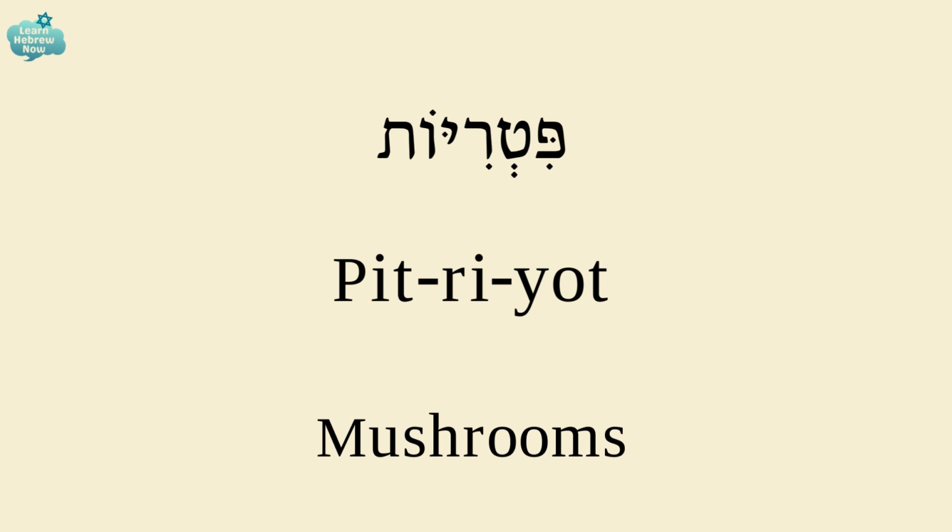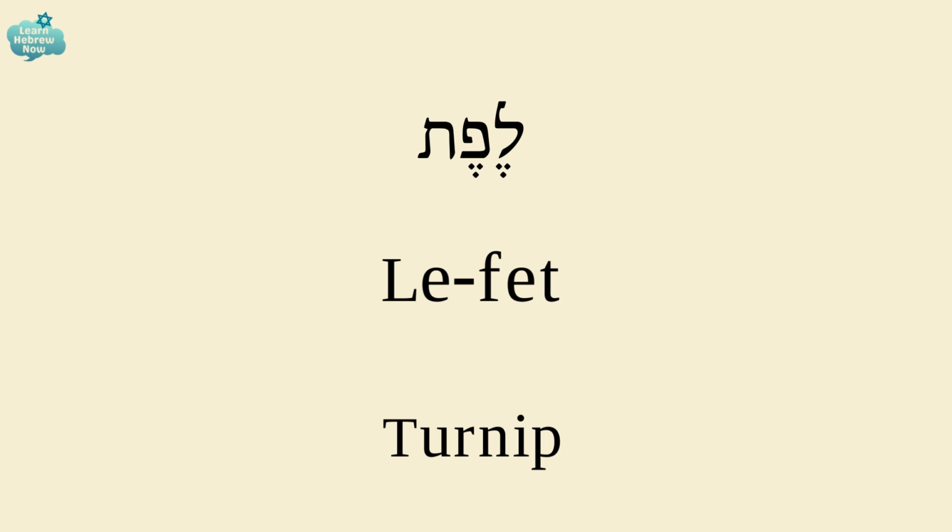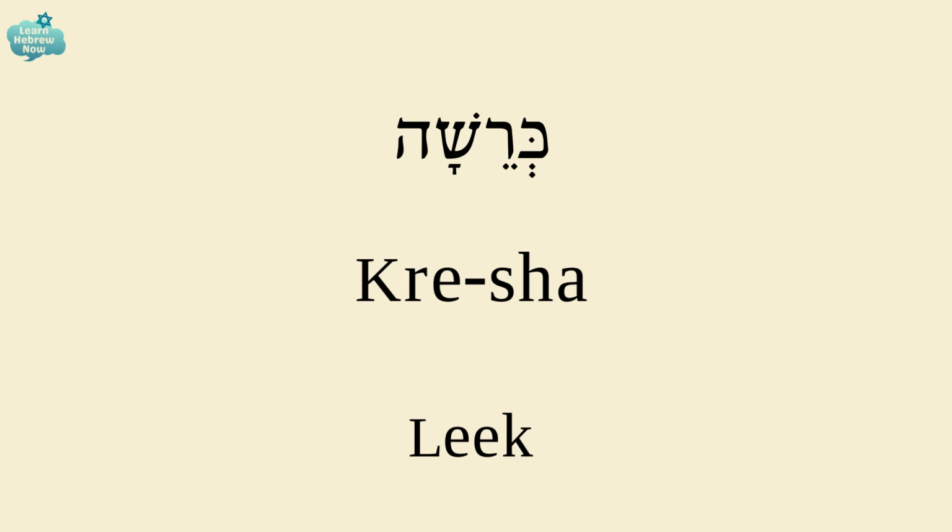פטריות. A squash is דלעת. דלעת. A turnip is לפת. לפת. A leek is קרשה.